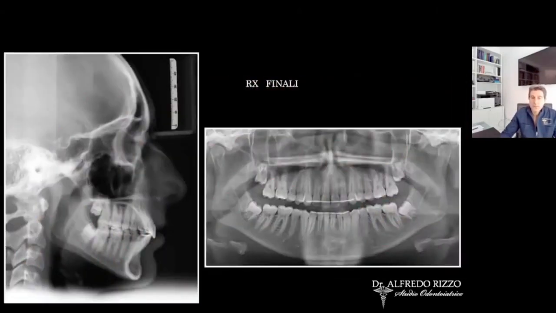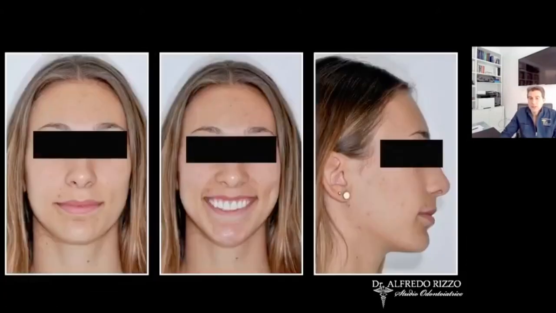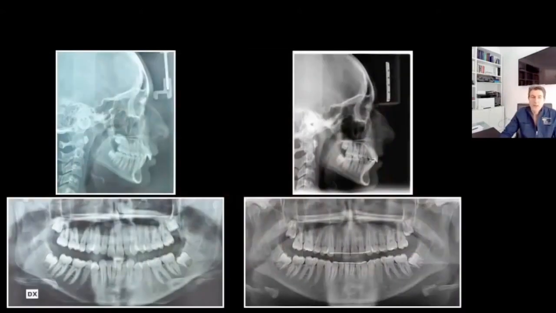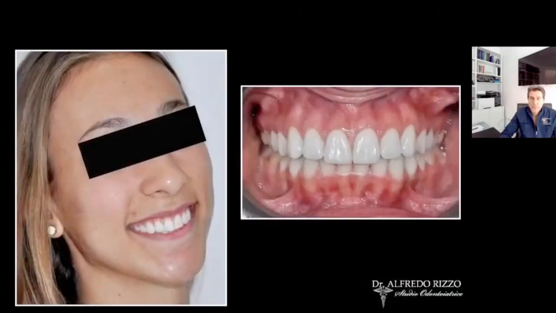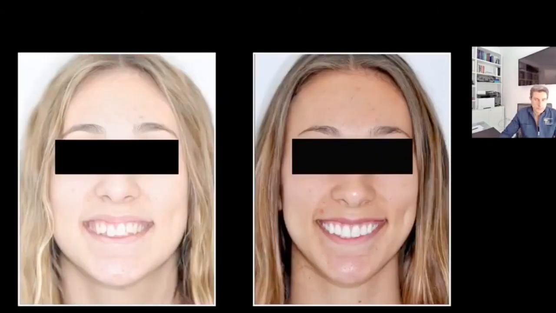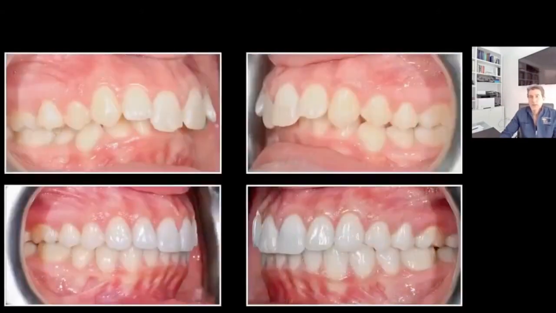Follow up cephalometric and panoramic X-rays. The aesthetics and the before and after X-rays. This is the final outcome. The central position of the midline has been restored, the before and after pictures, intraorally and facially.